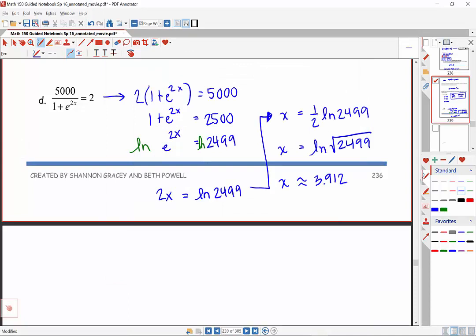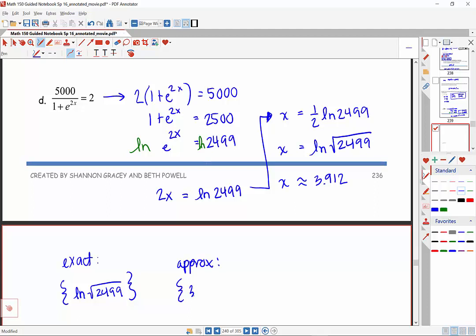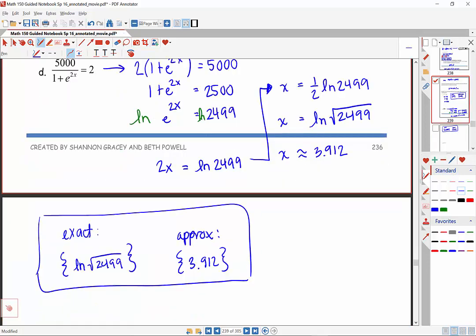Okay, so exact, approximate, and we're good to go. Okay, so let's see what we have going on here.